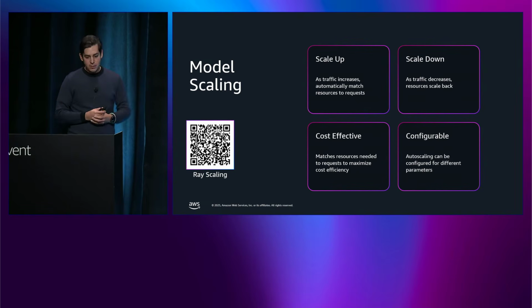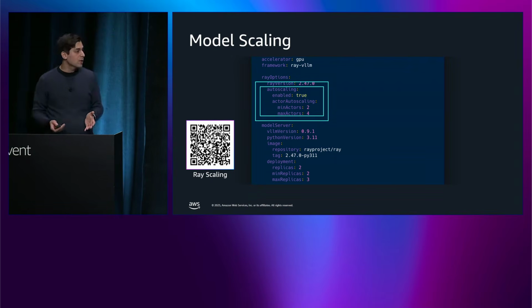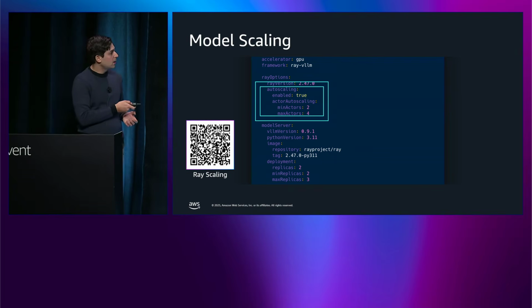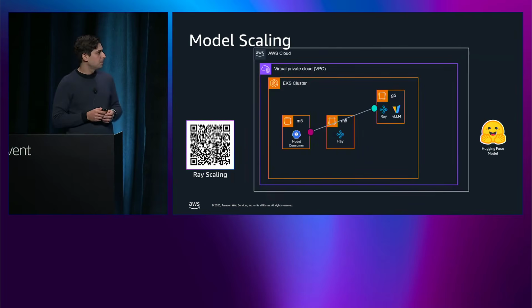Of course, it's more cost-effective, and we want to make sure that just like we provide the configuration for the model server itself, we also make auto-scaling configurable. So of course, we have a chart for it. If you look now, instead of just vLLM, we are asking for Ray vLLM, and then we expose some options that are specific to auto-scaling. Let's look at what that looks like in practice.